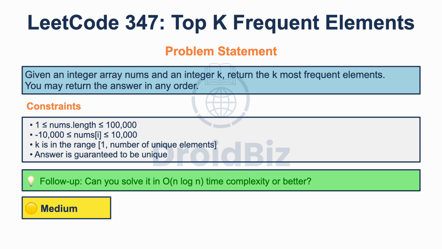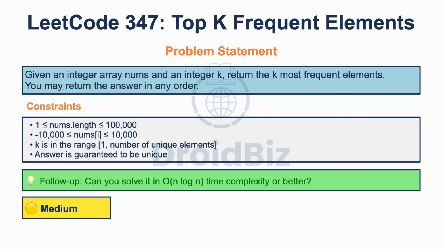Welcome! Today we are solving LeetCode problem 347, Top K Frequent Elements. This problem gives us an integer array called nums and an integer k. Our goal is to return the k most frequent elements from the array. The answer can be returned in any order, so we have flexibility there.